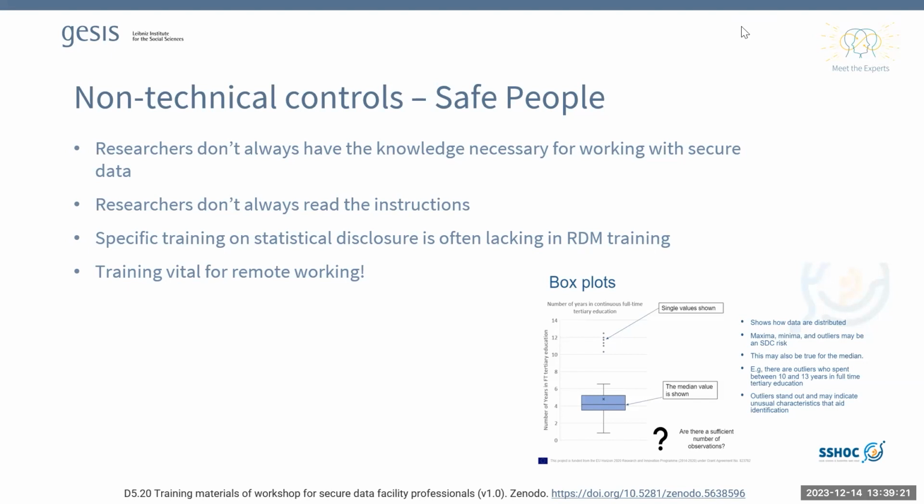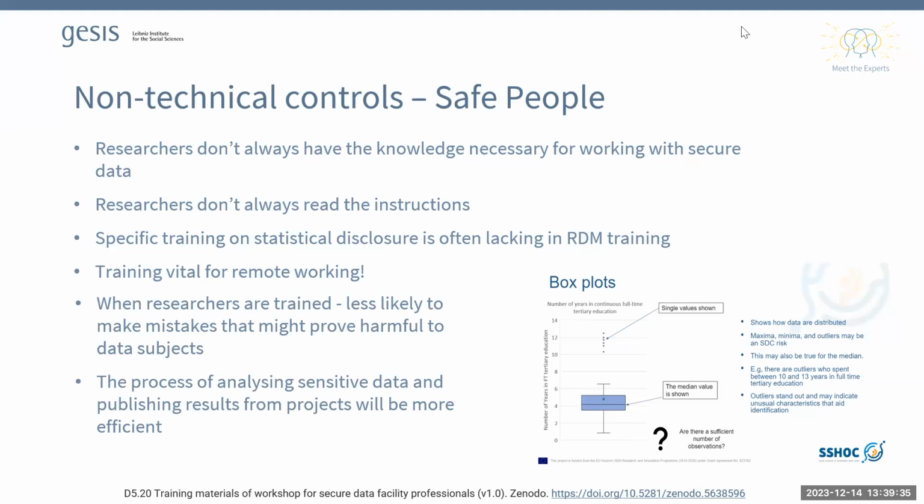So one of the things that remote desktop services tend to have in common is that they have some requirement for training before a researcher can access the data. And this has a number of benefits, really. I mean, quite simply, when a researcher undergoes this kind of training, they are far less likely to make the kind of mistakes that can prove harmful to a data subject. I mean, it really is that simple.